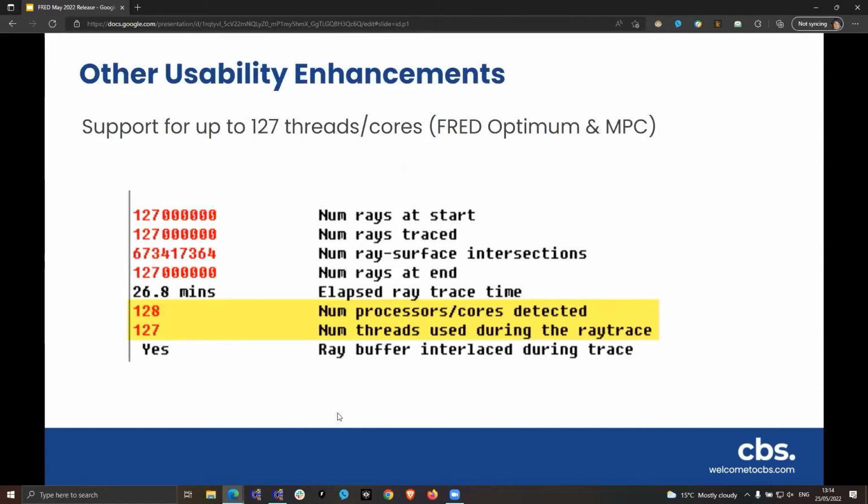The other things that are new in the software is support for up to 127 threads or cores. That's in both Fred Optimum and MPC. This is a screenshot here taken from when we tested this on an X1 32xlarge box from AWS. They cost around $20 an hour, which is incredible. And for that $20 an hour, you can split your calculations over 127 threads, which is incredible to see.